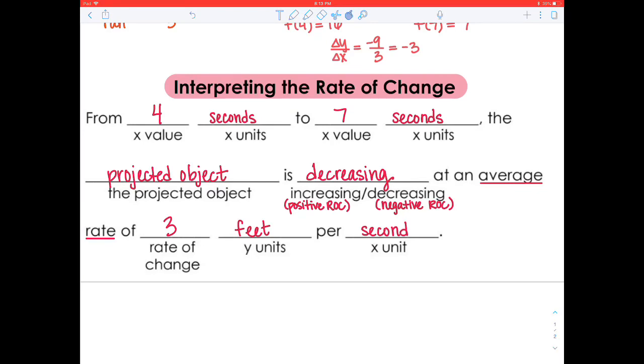Okay, a lot of times people ask, okay, so why did I put a positive 3 and not a negative 3? And that's because I already said that I'm decreasing. If I said I'm decreasing negative 3 feet, that's kind of redundant. Since I already said I'm decreasing, I can use the positive 3. And if you're increasing, you would just say I'm increasing 3 feet per second. It still makes sense to say I'm decreasing 3 feet per second.